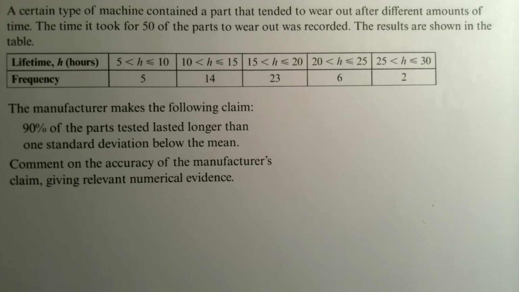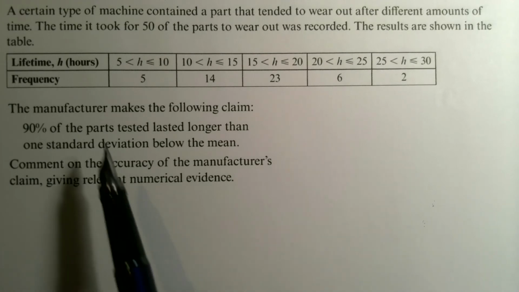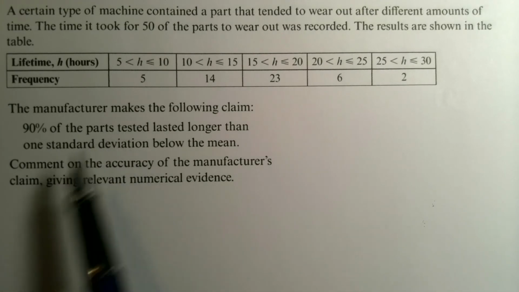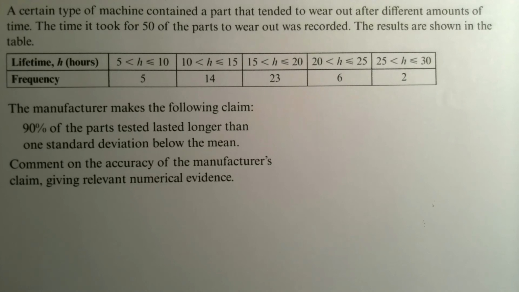Right, well, first of all, it wants to know if 90% lasted longer than one standard deviation below the mean. So the first thing we need to know is what's the mean, and then what do we mean by one standard deviation below it. Hopefully you've had a thought about it. It's the only thing it really could be, but if you think you want to have another go, then pause it and have a go now. Anyway, for the mean, you should have done this working.